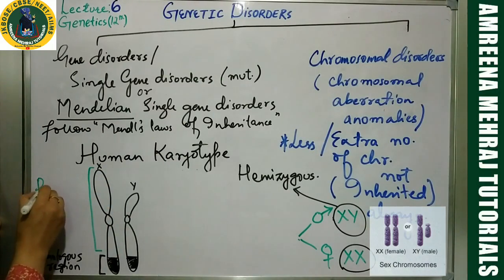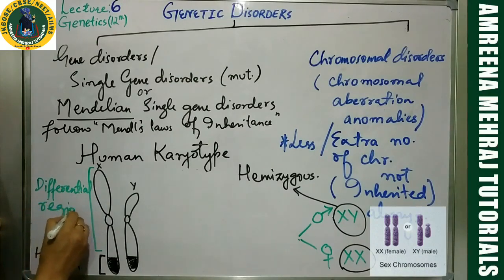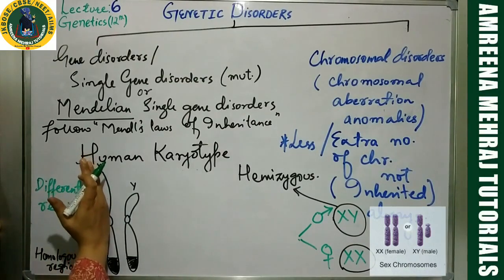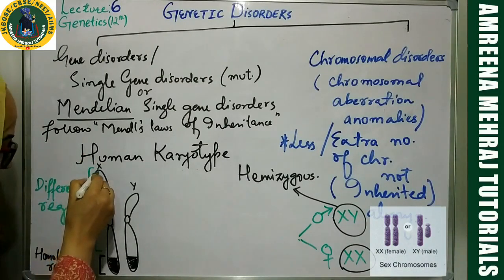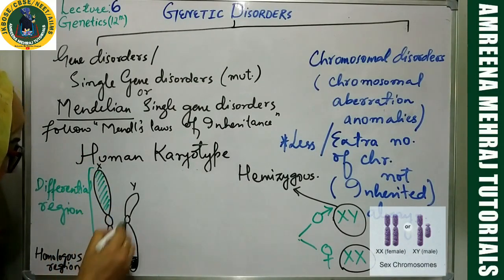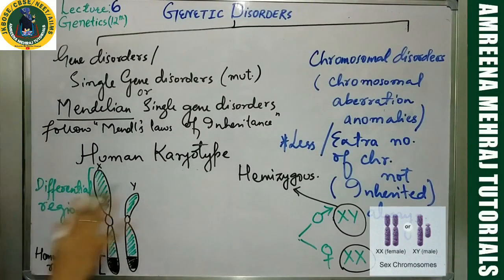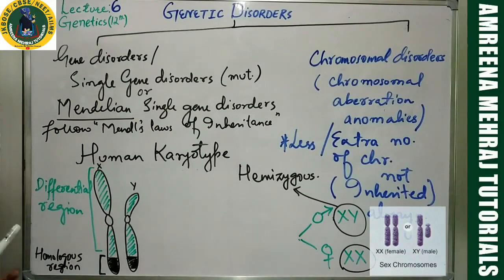This portion is called the differential portion. It's called the differential region because it makes the difference between the male and the female. So these genes which are located on this particular portion, which I'll label green now, that represents the differential region of male X and Y chromosome.